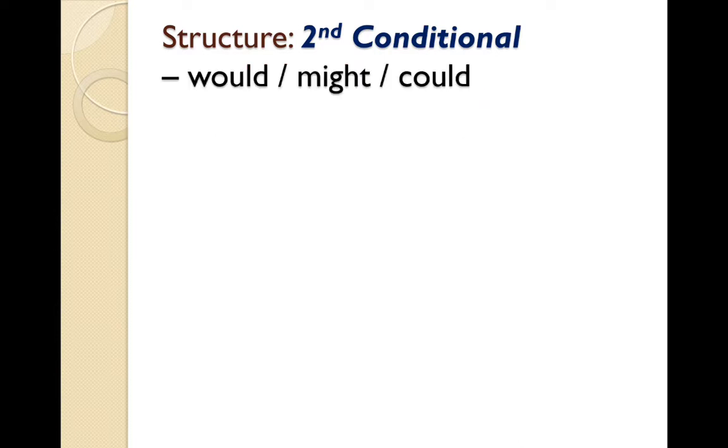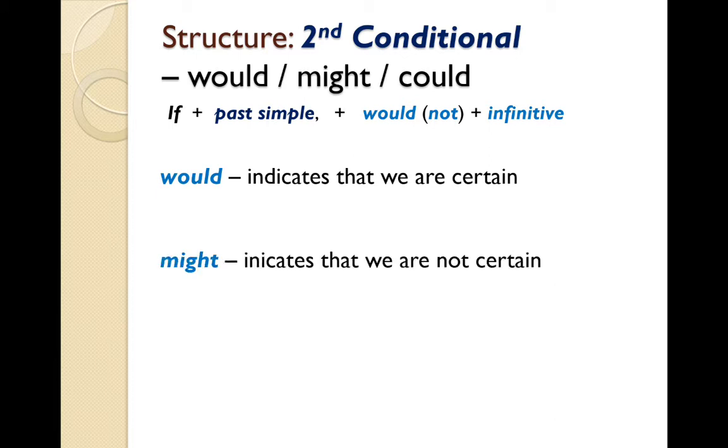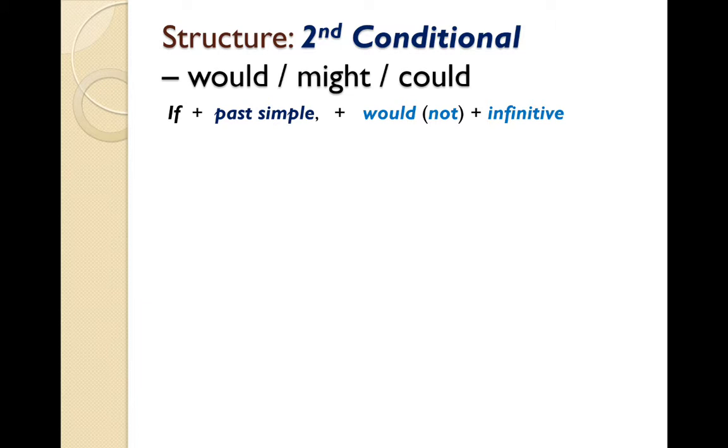Now you don't have to use would, you could also use might or could. So what's the difference? Well, would indicates that we're certain about something. Might indicates that we are not certain. And could indicates possibility. Let's see an example.